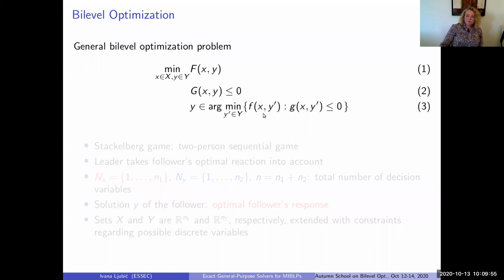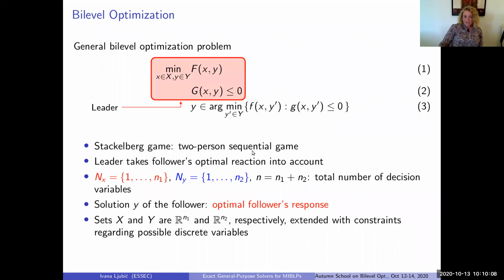So in game theoretical terms, you would say the capital F is the payoff of the leader and small f is the payoff of the follower, and each of the players looks into their payoffs and tries to find the best solution. In terms of notation, let capital N_X denote the index set of all decision variables in the upper level, N_Y the index set of all decision variables of the follower, and the solution y, which is the minimizer of the follower's problem, sometimes I will refer to this solution as the optimal follower's response.